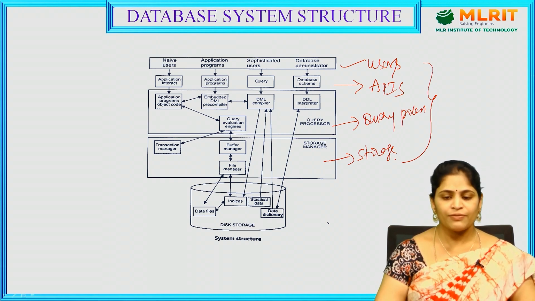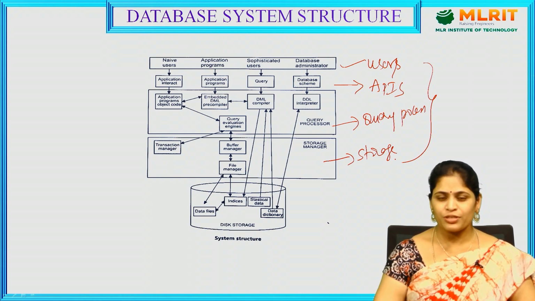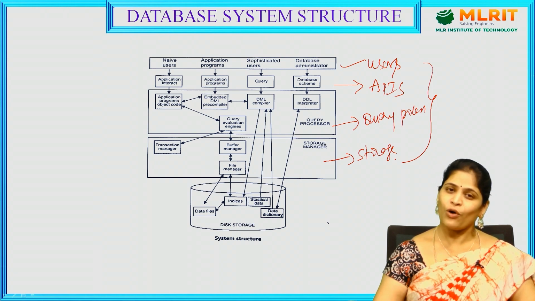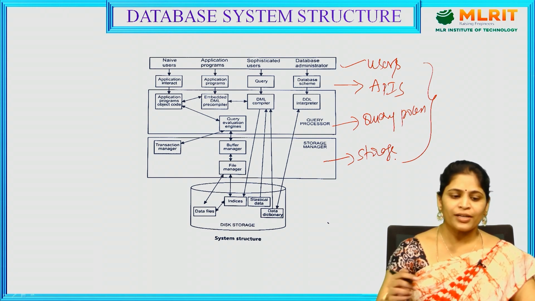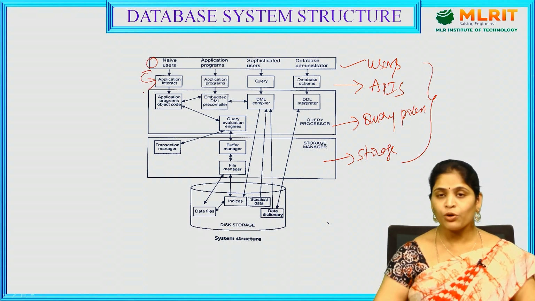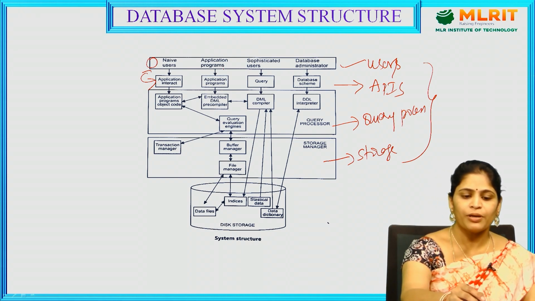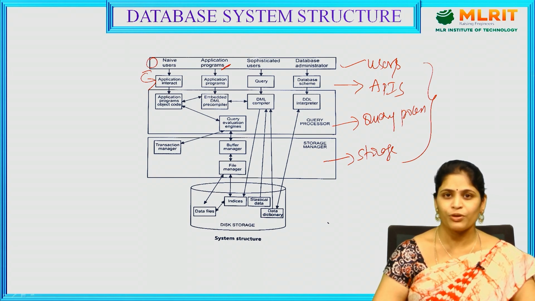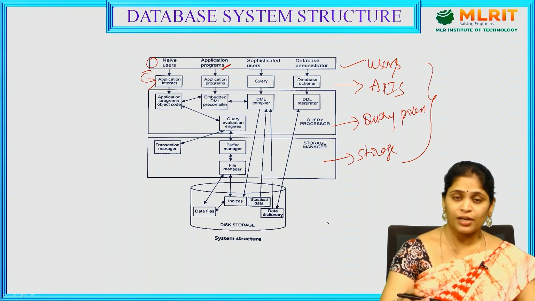Here, the first level includes different types of users. One type is naive users. Naive users are the users who interact with the database by using already written programs. And what will application programmers do? Application programmers build application programs, complex programs. These are the software professionals who build application programs to interact with the database.